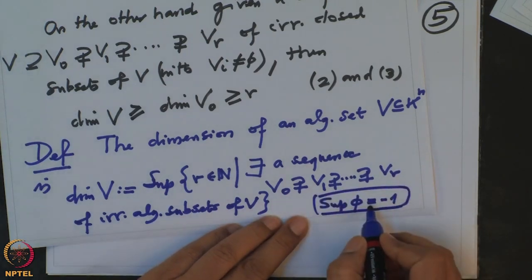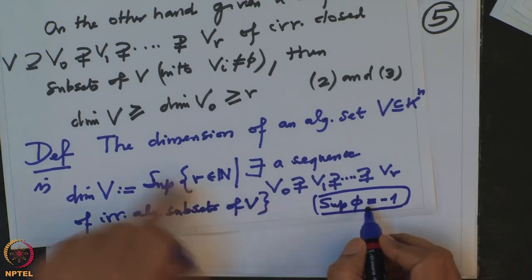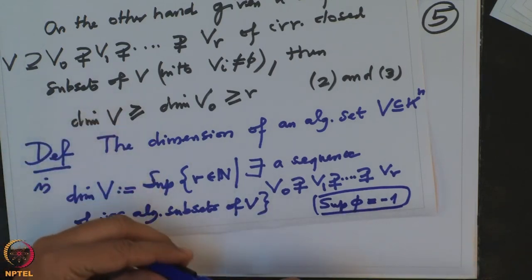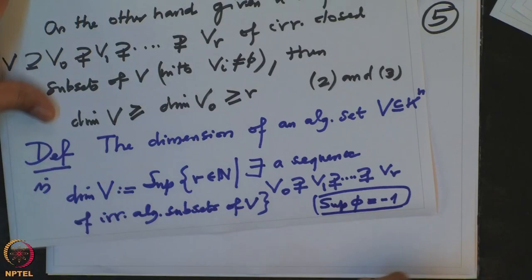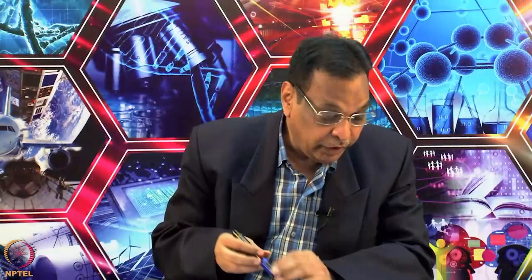This is actually not a convention, but it is a forced convention, because if you take an empty set in natural numbers, what is the supremum? We should put that to be minus 1. So once you have defined this, it is easy to check that it satisfies the properties 2 and 3.